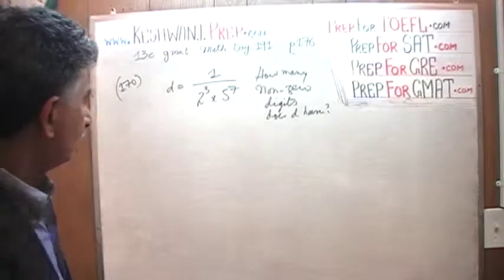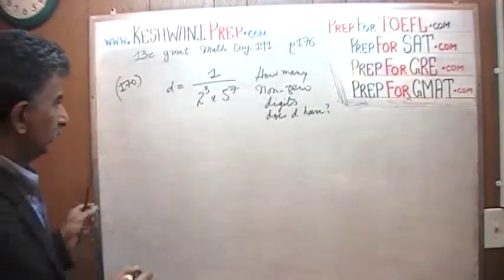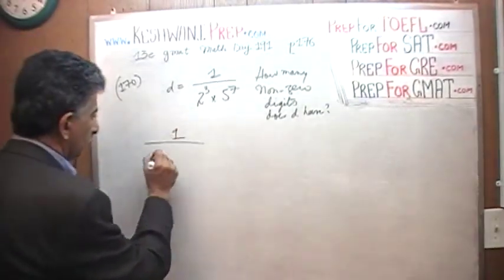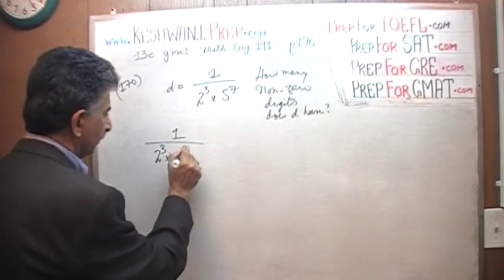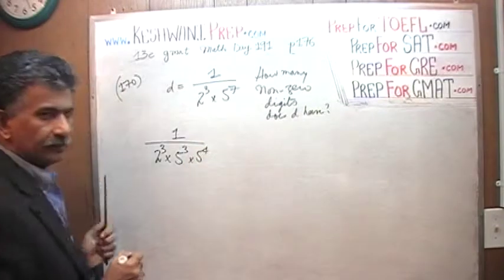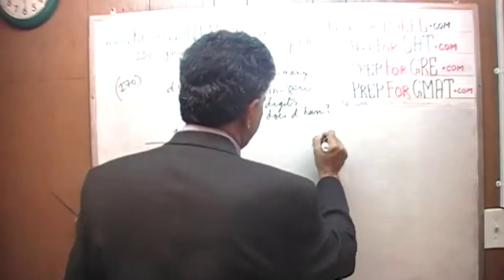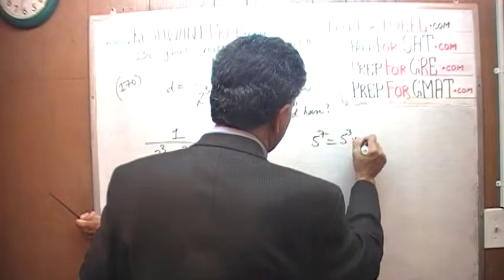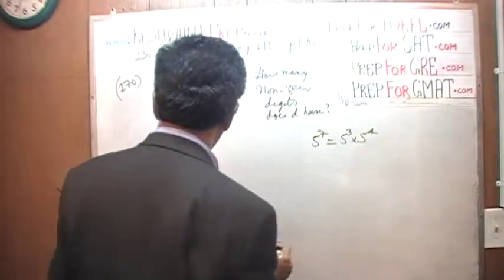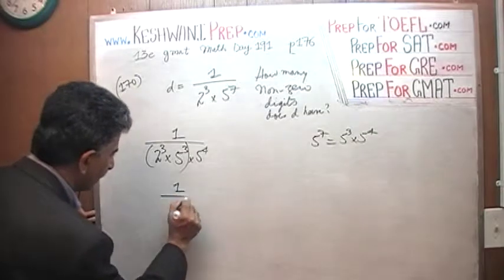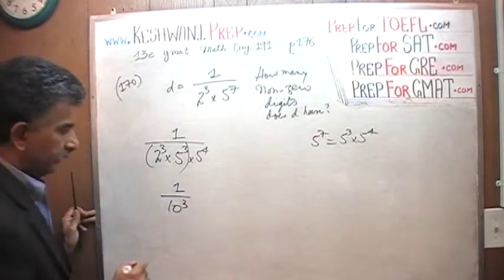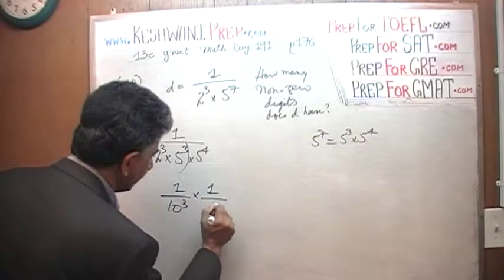The first thing to do is to break it up into something manageable. 1 over 2 to the third times 5 to the seventh can be written with 5 to the 7th as 5 to the 3rd times 5 to the 4th. So now we have this part, 2 to the 3rd and 5 to the 3rd, which is the same as 1 over 10 to the 3rd. And here we have 1 over 5 to the 4th.